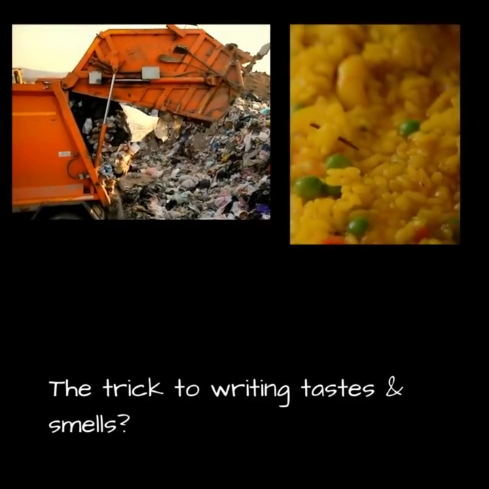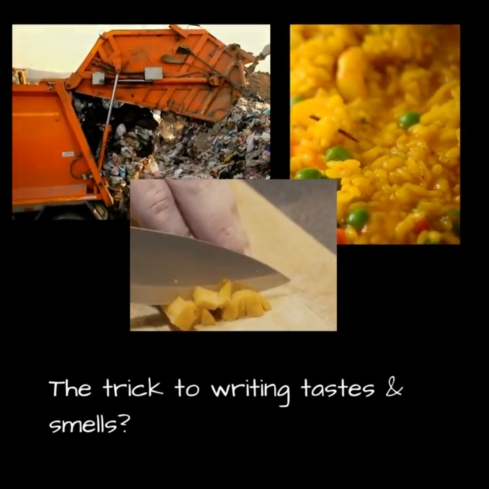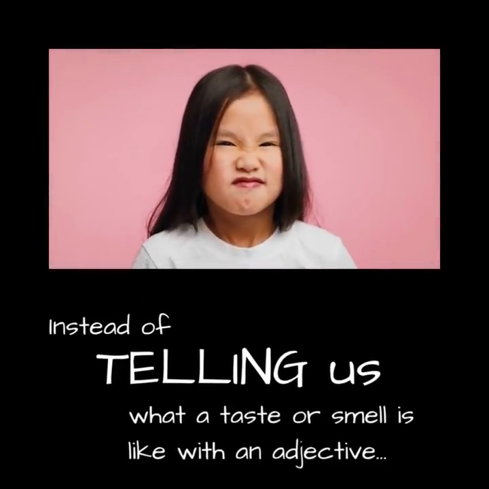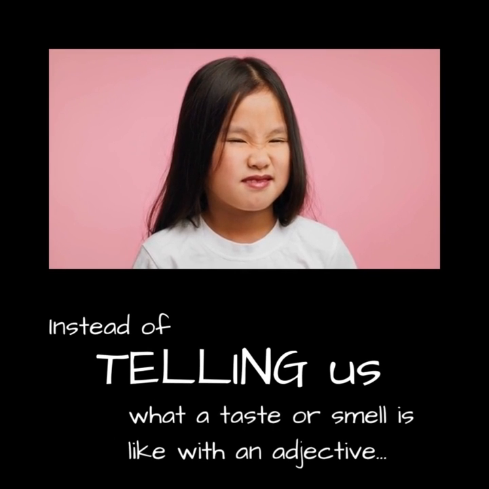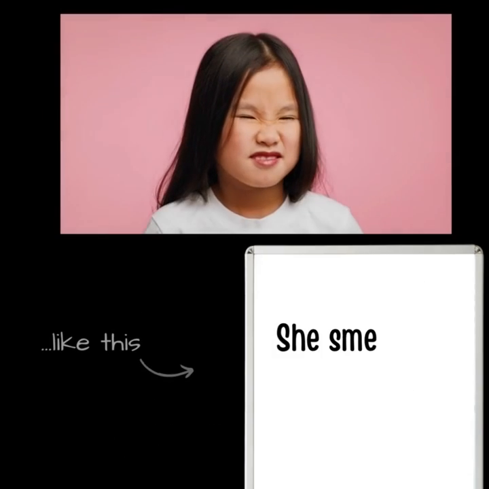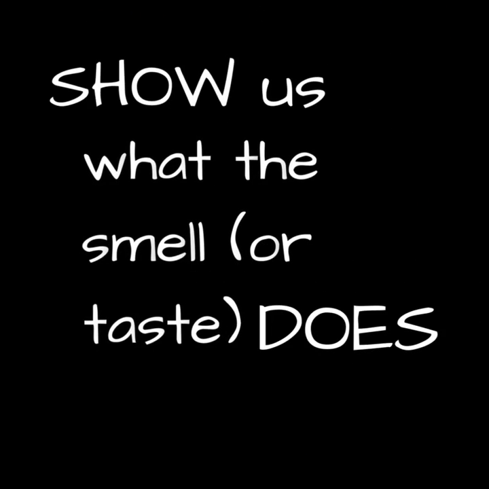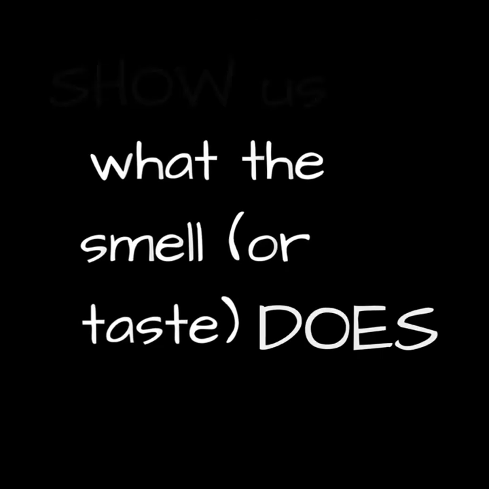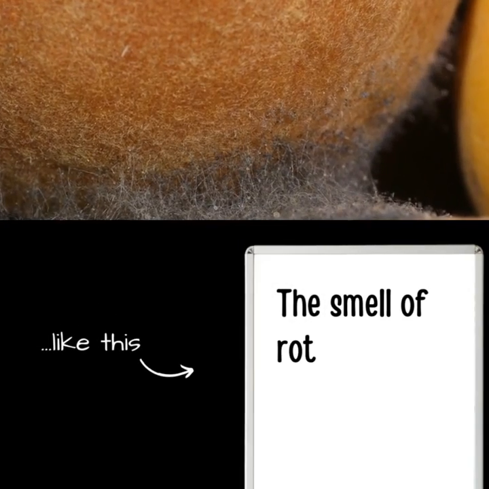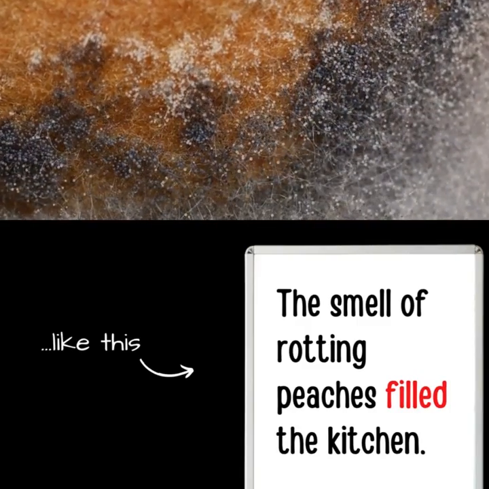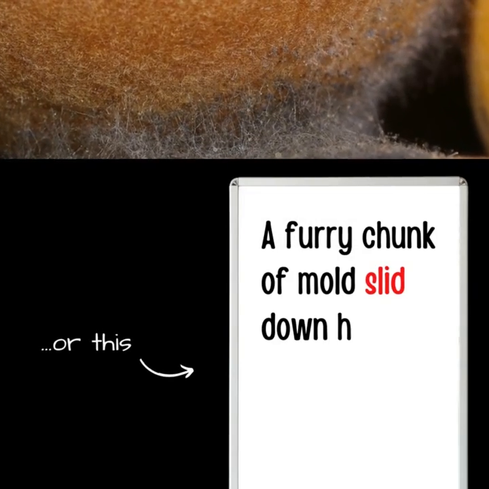The trick to writing tastes and smells? Motion. Instead of telling us what a taste or smell is like with an adjective, like this, she smells something gross, show us what the smell or taste does, like this, the smell of rotting peaches filled the kitchen, or this, a furry chunk of mold slid down her throat.